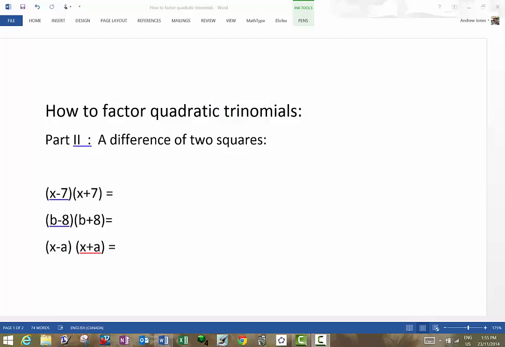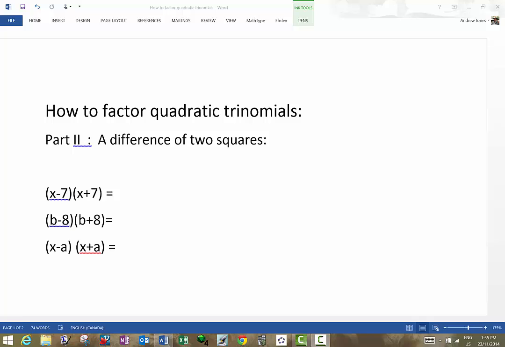Hello. In this video we're going to look at a particular family of quadratic trinomials. Factoring quadratics is sometimes quite tricky, but this particular family has an easily recognizable format. So first of all, I'd like you to pause the video and try to expand the following three sets of brackets.